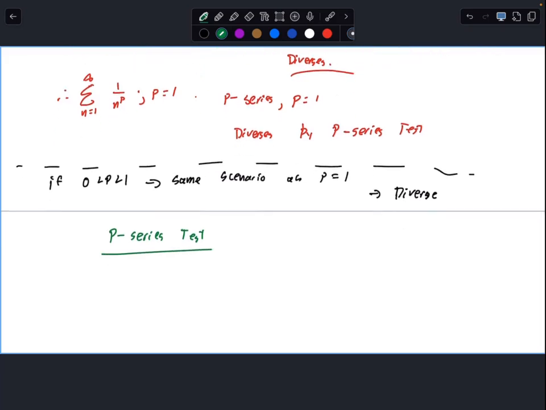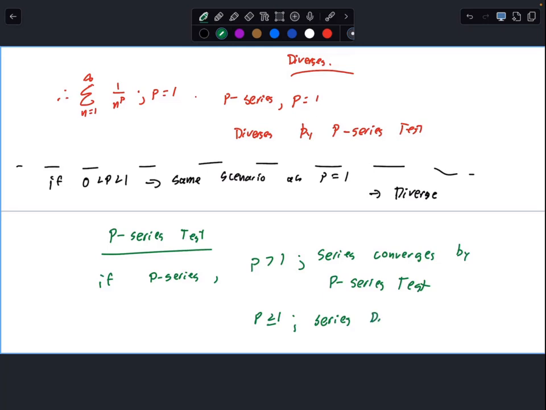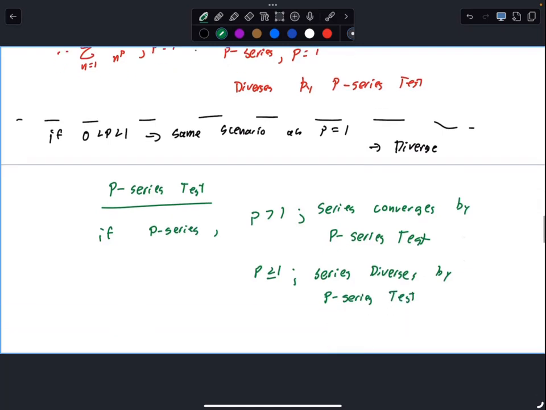So the p-series test, again, basically now says that if it's a p-series where p is greater than 1, then the series converges by the p-series test. Or if p is less than or equal to 1, then the series diverges by the p-series test. And that's the entire thing.